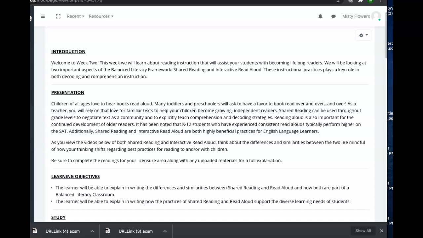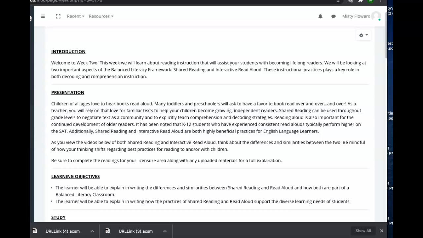This week, we're looking at two important components of the balanced literacy framework. We're going to look at shared reading and interactive read aloud. Both of these components play a key role in both decoding and comprehension instruction. I want to first talk about shared reading. You read about shared reading in chapter 3 of our text.